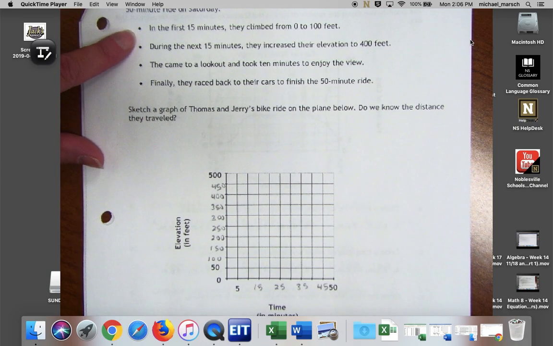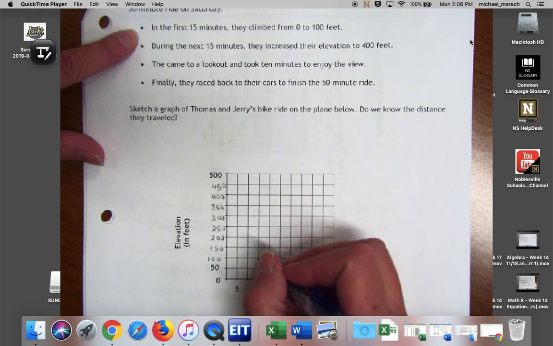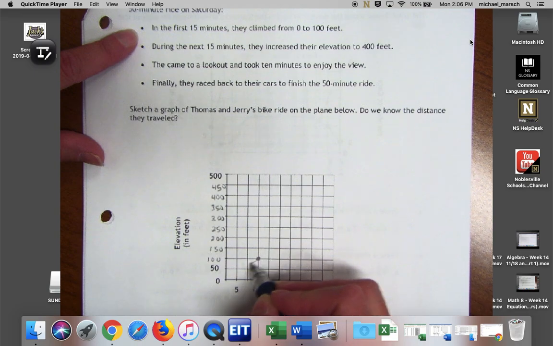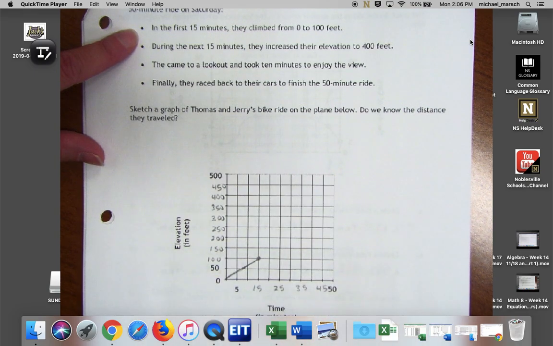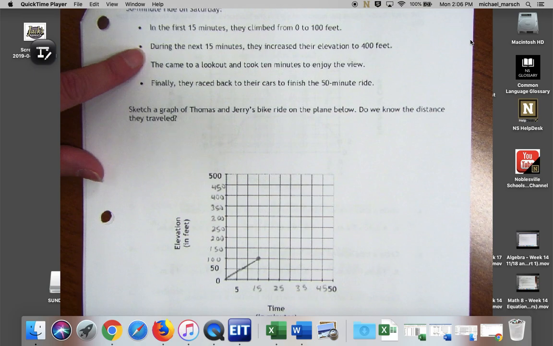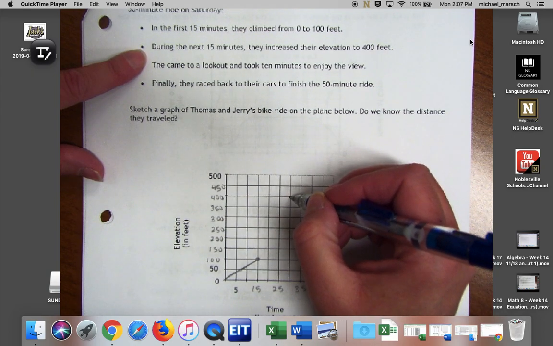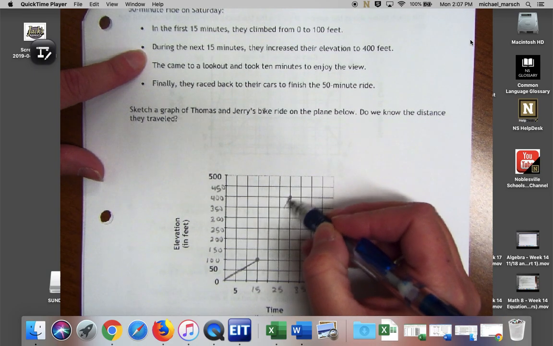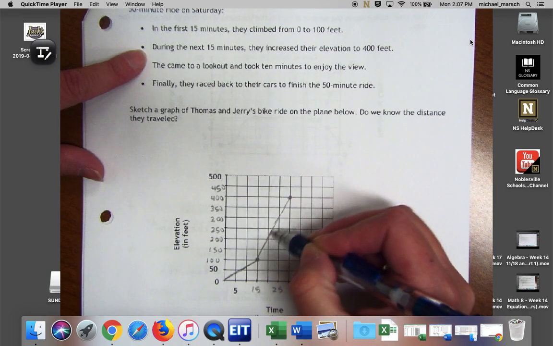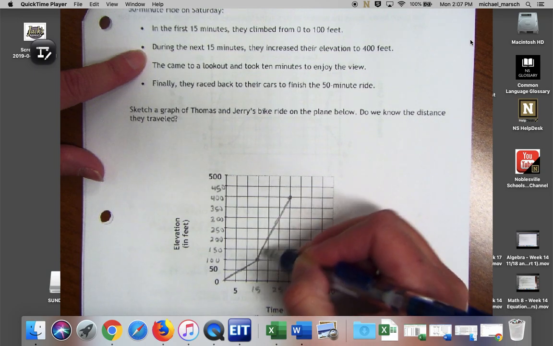Okay, so it says in the first 15 minutes they climbed from 0 to 100 feet. So we'll be right here, to 100. During the next 15 minutes, they increased their elevation to 400. So they didn't add 400, now they're just at 400, because it just increased to 400, it wasn't 400 more.